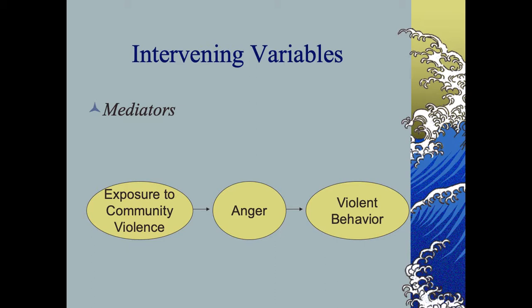There's partial and full mediation, don't worry about that, but it's saying that exposure to community violence, higher levels of that, lead to higher levels of anger, let's say, and then higher levels of anger lead to higher levels of violent behavior. But if exposure to community violence doesn't lead to anger, then anger, let's say, does not produce violent behavior. So that's more of a floodgate, or the mechanism through which it flows.